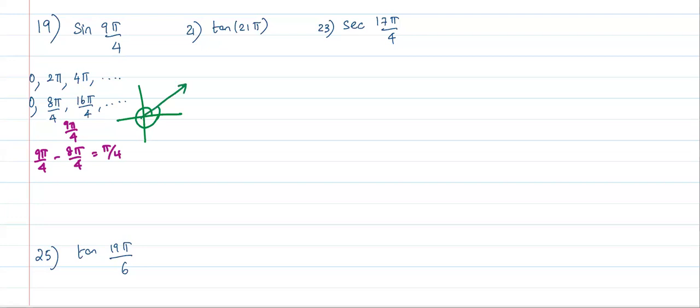So this tells me that sine 9 pi over 4 is going to have the same value as sine pi over 4. What is sine pi over 4? It is root 2 over 2.